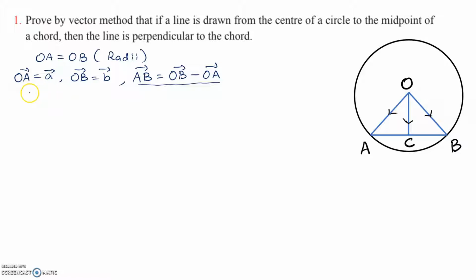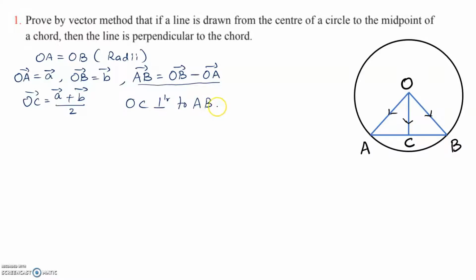Next, we can further define our vector OC. Since OC divides AB exactly into two halves, using the section formula we can call this vector A plus vector B divided by 2. Okay, to prove that OC is perpendicular to AB, this is what we have to prove.